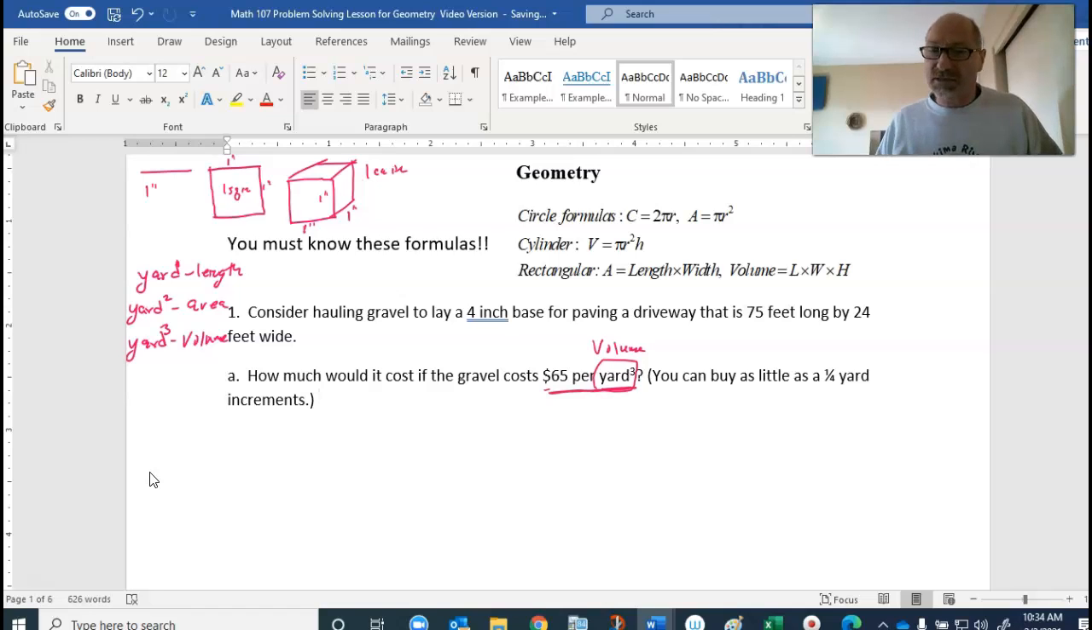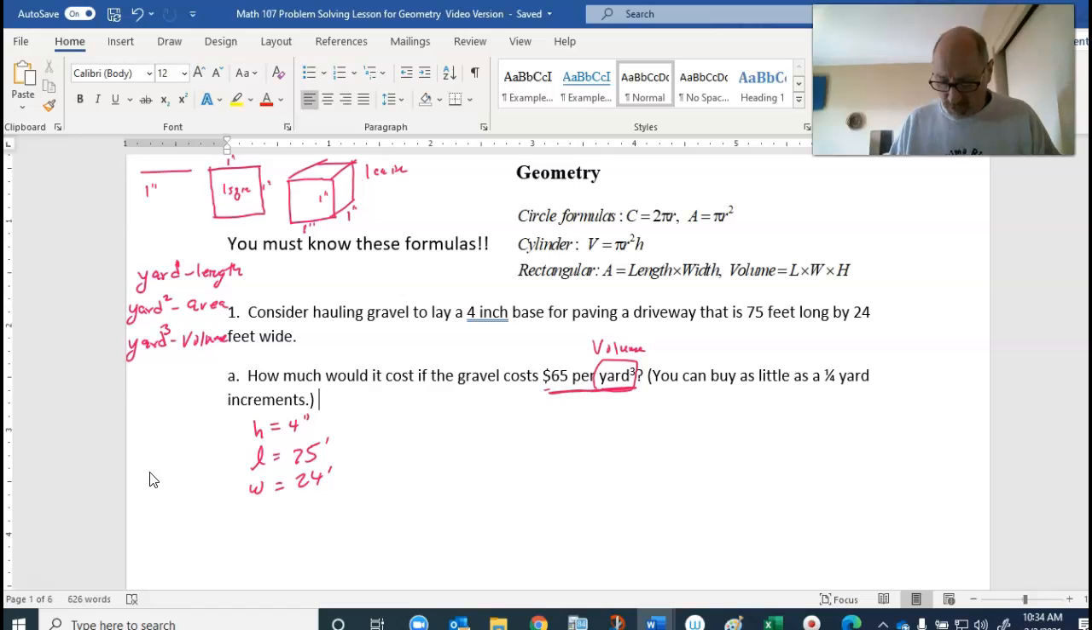In order to calculate the cost, we're going to have to know how many cubic yards it takes. We've got a depth of 4 inches, a length of 75 feet, and a width of 24 feet. If I want to find cubic yards, probably the best strategy is to convert everything to yards first. Put all your units into yards.